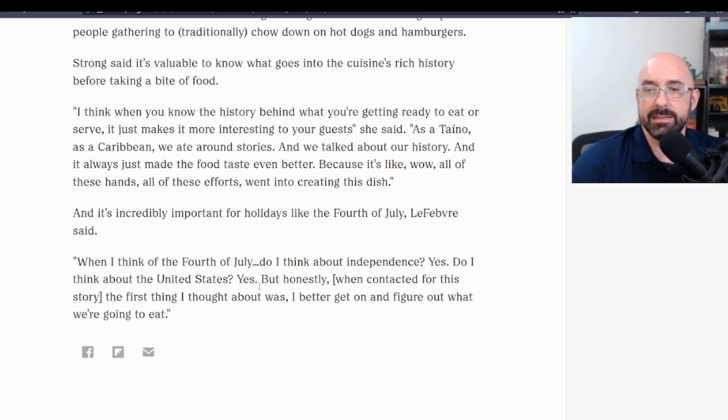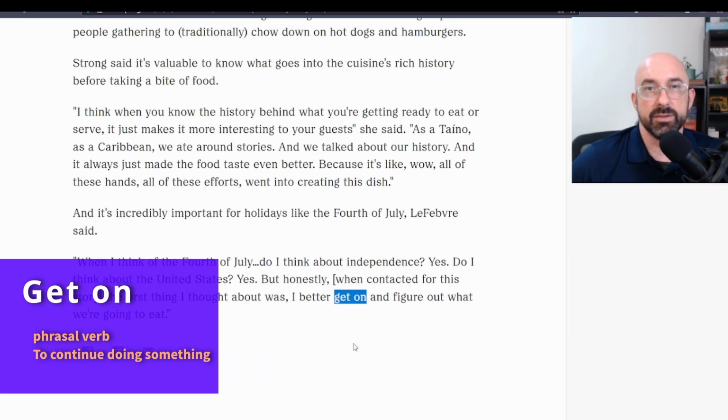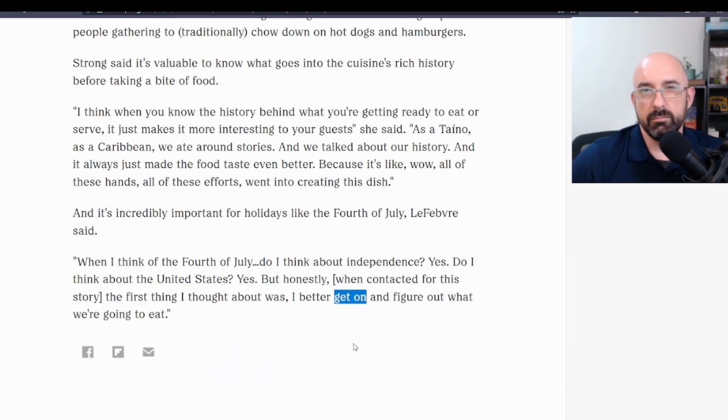Do I think about the United States? Yes. But honestly, and then this is when contacted for this story, this is sort of like an aside, a note. The first thing I thought about was, I better get on and figure out what we're going to eat. Get on is a phrase, little idiomatic expression that means I better do something. Get on with it. A lot of times you'll see this in the UK and Europe. So to get on with something, it's not as popular in the United States. But I better get on and figure out what we're going to eat. So this person was saying, yes, do I think about all these things? But most importantly, what are we going to eat? And of course, it's barbecue.